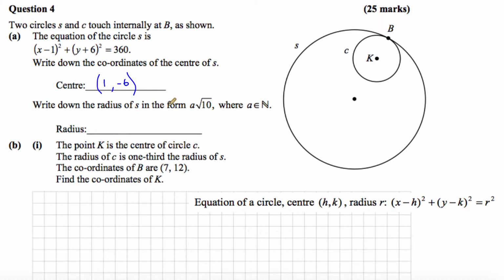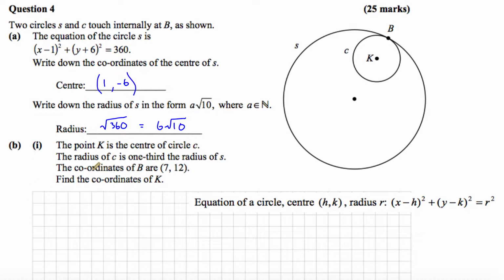Write down the radius of S in the form a root 10. The radius will be on the right hand side, r squared. So we have 360 there. So r squared is 360. That means the radius will be the square root of 360. And if we put this in our calculator, you will get a value of 6 root 10 when you simplify it. Just put this in your calculator, press equals. So 6 root 10 is in the form a root 10, where a is a natural number.